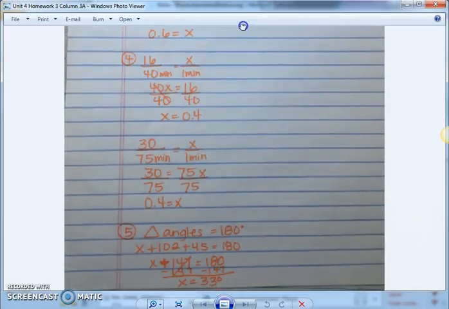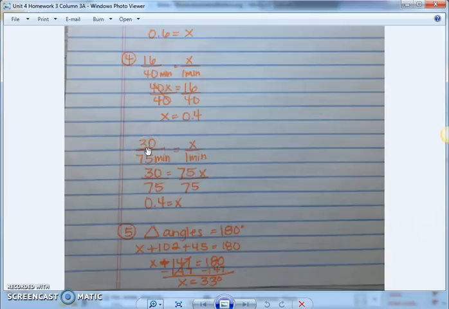Okay, for number 4, it asks us, Tim walked 16 laps in 40 minutes, while Jim walked 30 laps in an hour. Who was fastest? To figure that out, we're going to have to figure out the unit rate for both Jim and Tim. First Tim, he did 16 laps in 40 minutes, so how many laps did he do per minute? We cross multiplied and divided. So the first guy did 0.4 laps in 1 minute.